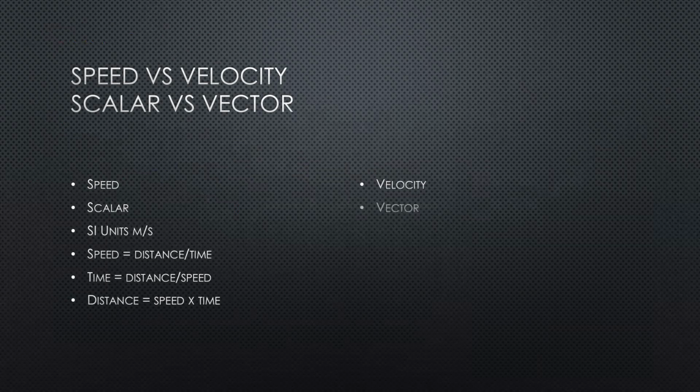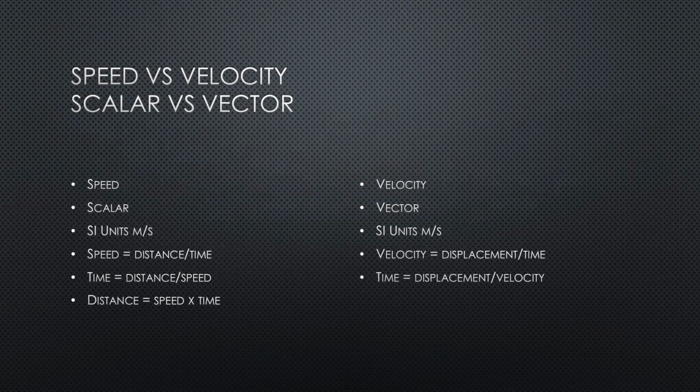Velocity is similar in that it has the same units, but velocity is a vector. My SI units are also meters per second. My formula is very similar. Instead of distance, it uses displacement, because displacement deals with changing position. So displacement divided by time gives you velocity. Time is displacement divided by velocity, and displacement is equal to velocity times time. That should do it for today.